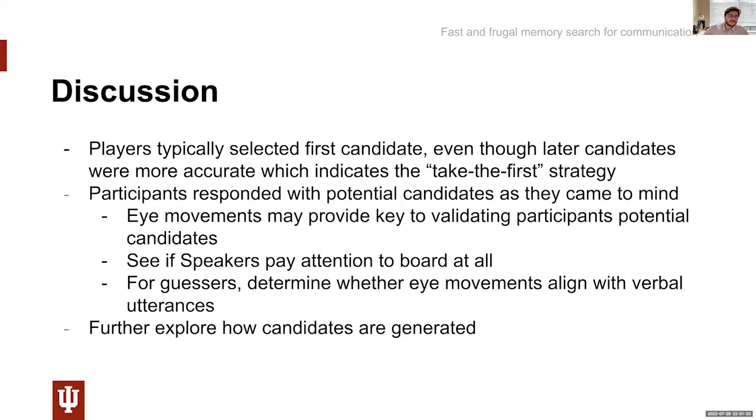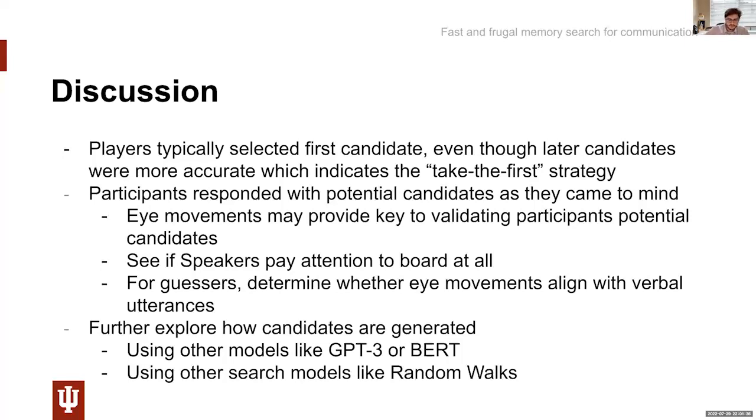So we can eventually explore how the candidates are generated, essentially. We can use different models like GPT-3 or BERT, or we can use different algorithms like random walks that can be used to help validate more of the transitional periods or the semantic choices for the actual word pairs and things like that.